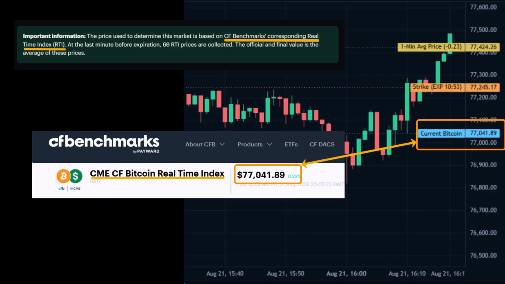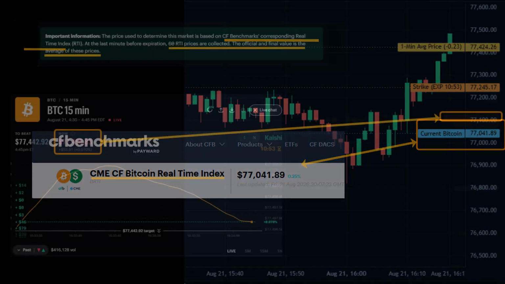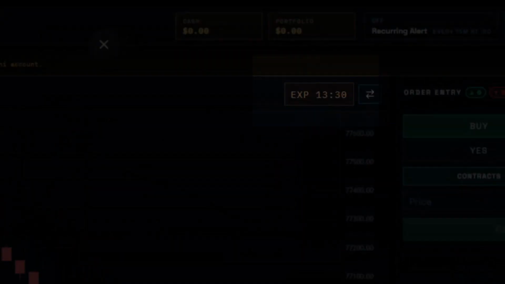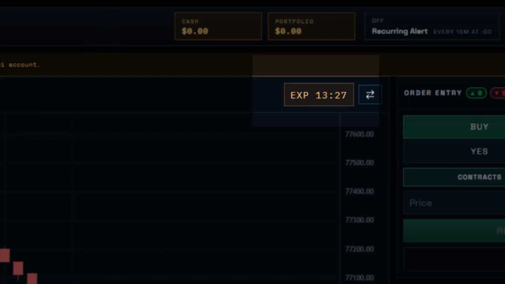Second is the current BRTI price. This is the latest reported BRTI value, and it updates once per second. Third is the 60-second BRTI average. This represents the rolling average of the recent BRTI prices, and is the value Kalshi uses when determining the final outcome of the market. Finally, in the upper right-hand corner of the chart, you'll see the expiration timer, which counts down the time remaining in the current event.